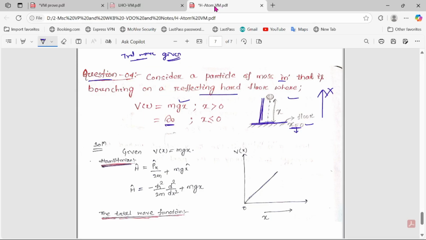Here the trial wave function is not given, it is required. So how to construct the trial wave function for this question, we are going to discuss in our next class.